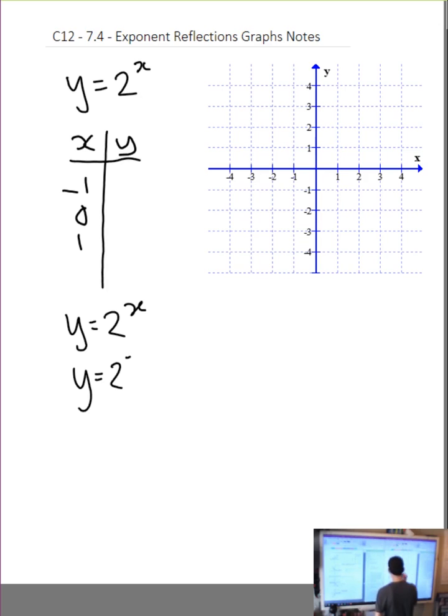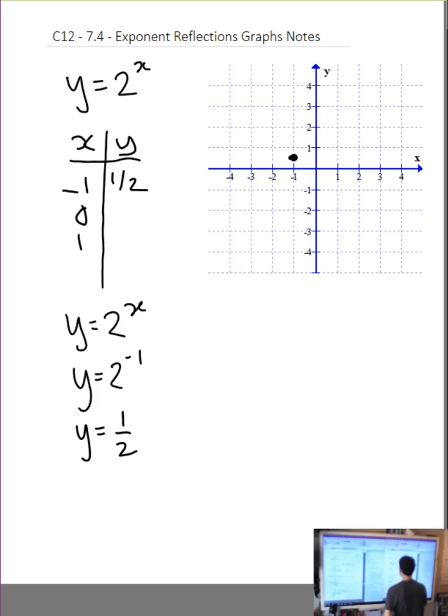And that is y equals 2 to the -1, my x value, which is a half. So I can put that in a table, and immediately I'm going to put the point on the graph at -1, 1/2.